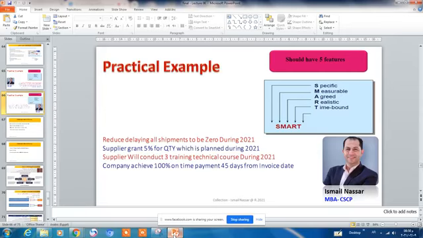Finally, the company achieves 100% on-time payment, 45 days from the invoice date. As we said in the beginning, the core issue of supplier relationship management is the mutual value between you and your supplier. It's like a win-win cooperation, because if you try to support your supplier, at the end he will try to support you. So unless you do your best to keep this relationship mutually beneficial for you and for him, you will suffer from some other issues. This is a very brief video about practical application of supplier relationship management in stage number maybe 2 or 3, talking about putting very smart goals between you and your suppliers.